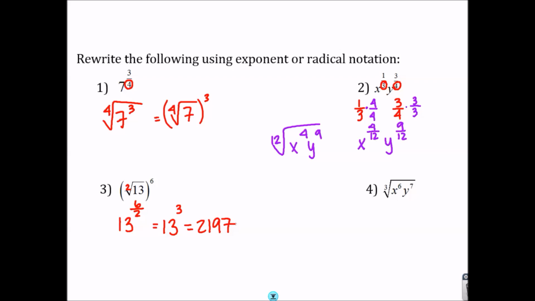The next problem is the cube root of x to the 6th, y to the 7th. Remember that the index becomes the denominator. So you have x to the 6 thirds and y to the 7 thirds. 6 thirds simplifies to 2. So we have x squared, y to the 7 thirds.